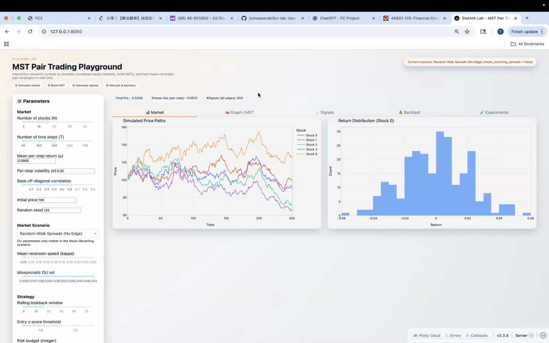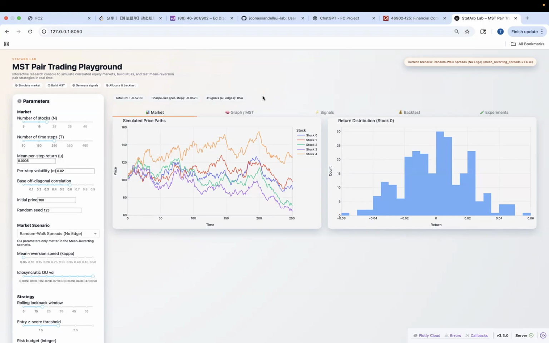Hi, the project is called StatArb Lab. This project is to build a lab that can help us test our strategy on different kinds of market assumptions. For a statistical arbitrage strategy to work, your fundamental statistical assumption should be right most of the time in the market. Otherwise, you shouldn't expect to make money.